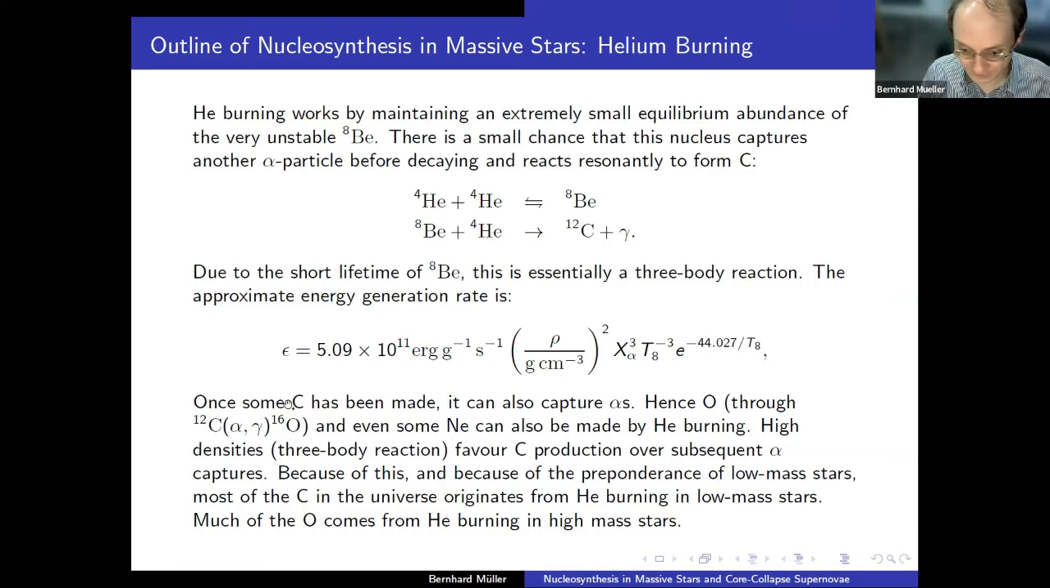And this is already one of the reasons why the massive stars, in terms of their overall contribution to the chemical inventory of the galaxy, contribute more oxygen than the low mass stars. Most of the oxygen in our universe comes from burning in high mass stars.